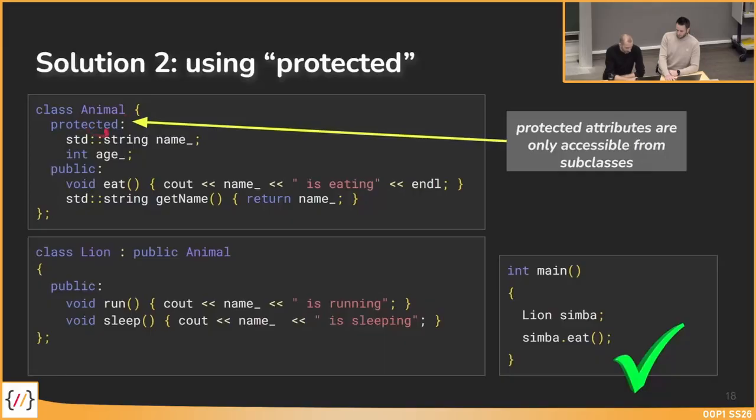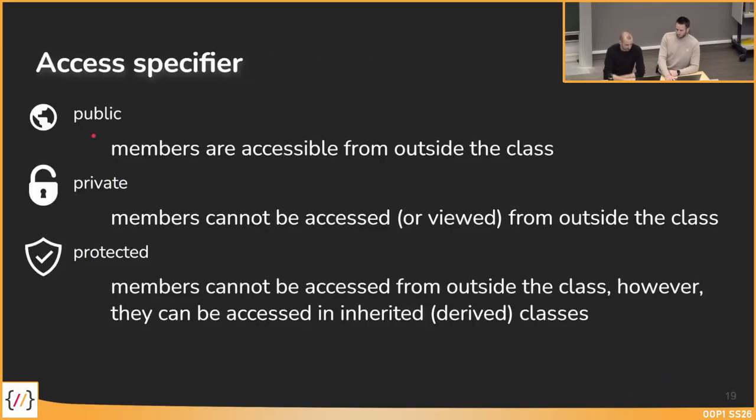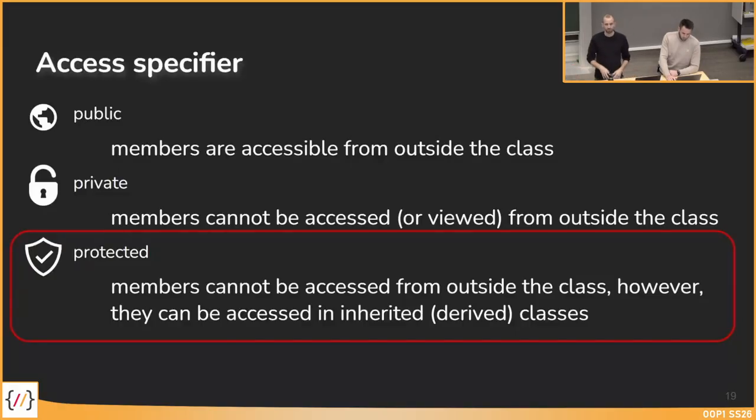So this protected here means that members cannot be accessed from outside the class, but they can be accessed from all the inherited or derived classes. Kind of, protected makes private accessible for all the derived classes. That's basically it.